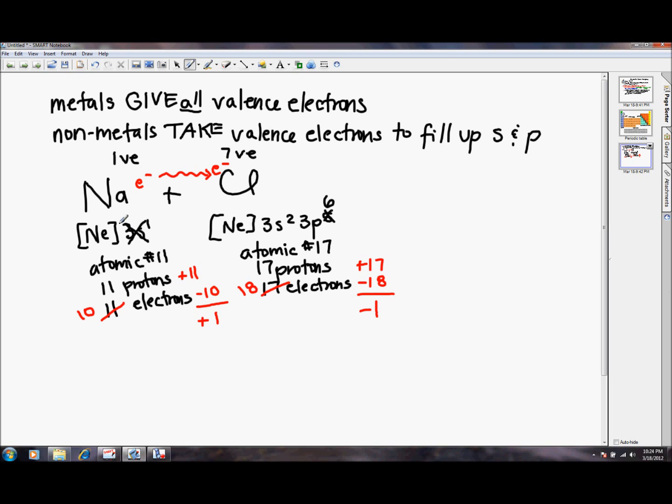So what happens when the metals give away their electrons? They gain what we call a positive charge, because they lose some negative charge, and these become what we call a cation. Nonmetals, when they take the electrons, take an extra negative charge, and they become negatively charged particles that are called anions.